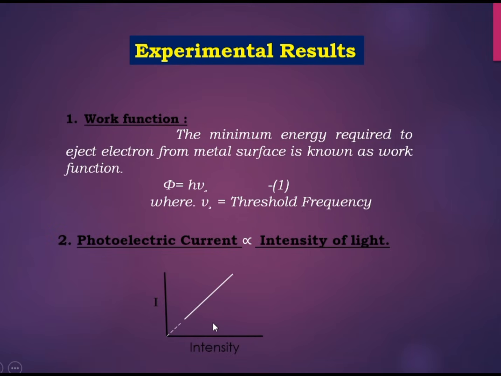It means that since the electrons will not get ejected unless and until the frequency of the light is greater than the threshold frequency, right? So initially there will be no current, okay, then gradually the current will increase with the increase of the photons which are incident on that particular metal surface.